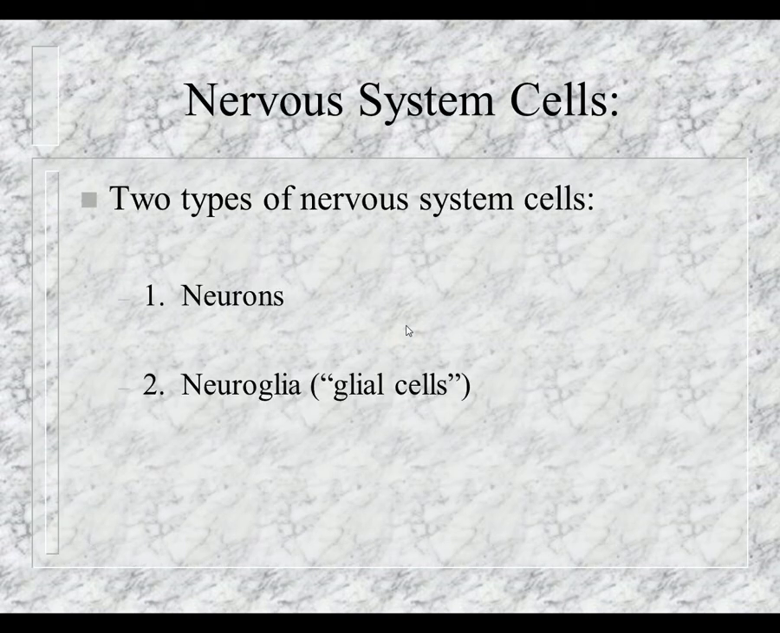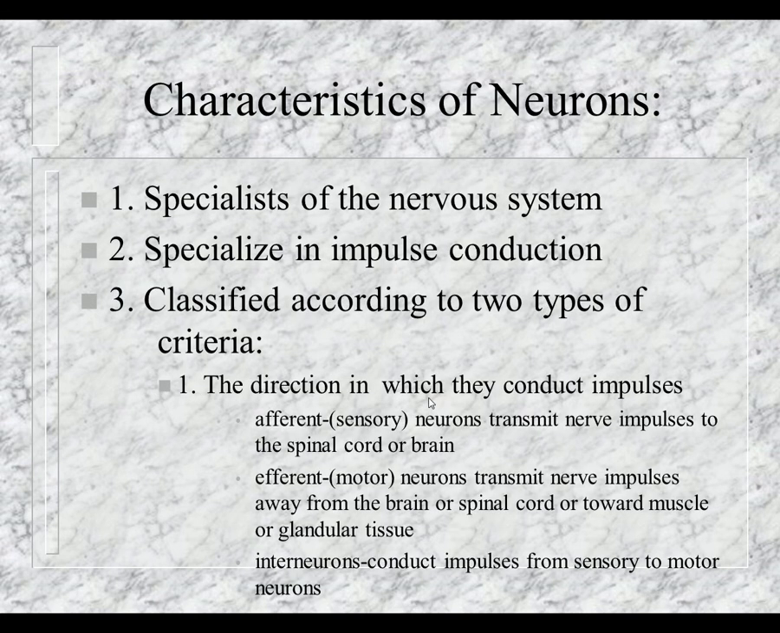All right, the nervous system cells. We know that there are two types of nervous system cells. There's the neuron and the neuroglia. When we're talking about these types of cells, they have different characteristics. First, when we look at the characteristics of the neurons, we know that they are the specialists. And what do they specialize in? Impulse conduction. And they are classified according to two types of criteria.